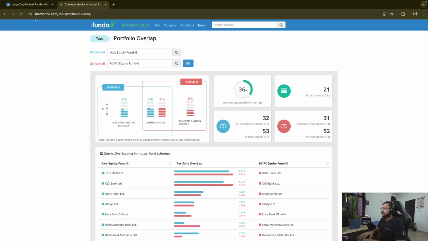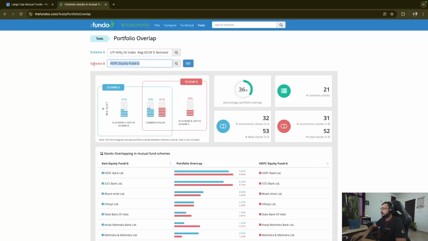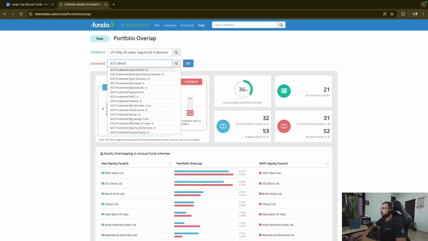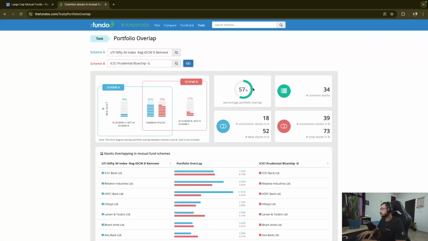So let me go to a website called thefundu.com, and you can see that it's already selected some of the things, but let me compare UTI Nifty Index Fund and then the ICICI Blue Chip. Okay, let's hit go. Now you can see that the portfolio overlap is 57%, right? And here you can see 34 stocks are common between both of them. So that's a huge percentage, right? Because more than 50% of the stocks are common across both these funds, right?